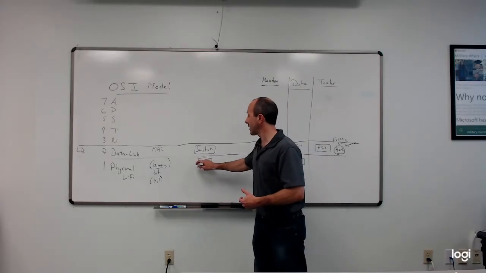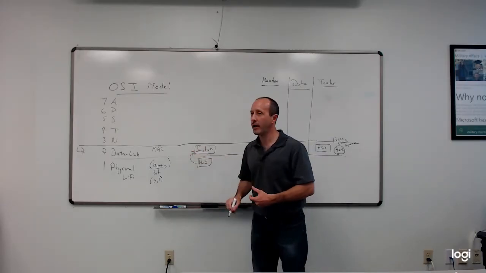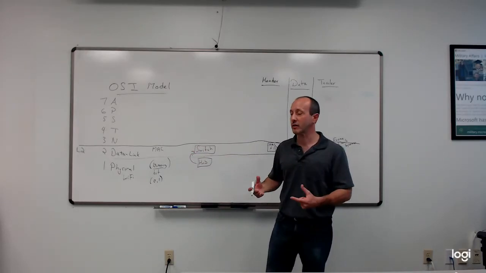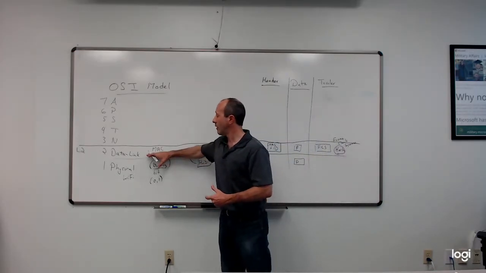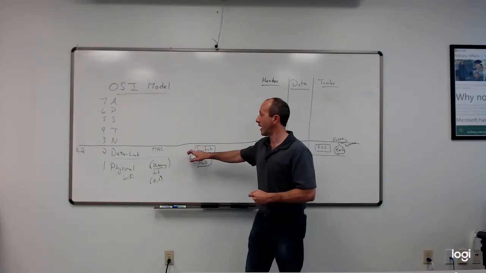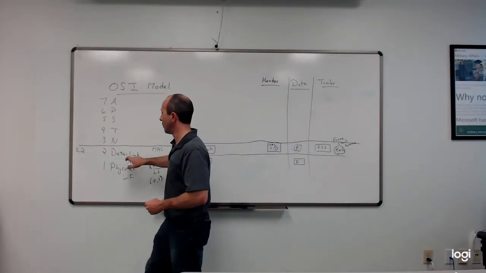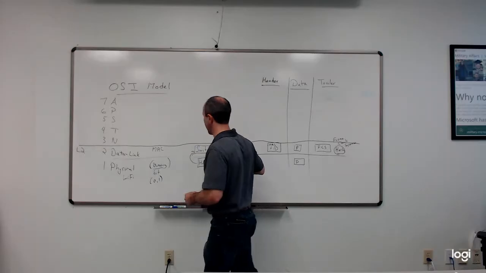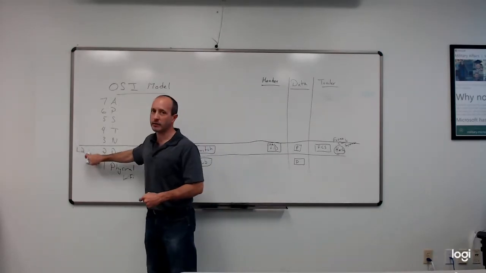So the technology improved, and then we created the switch. The switch uses MAC address information to forward data, and that allows us to forward information based off of the MAC address. And because MAC addresses sit at layer 2, we call a switch a layer 2 device.